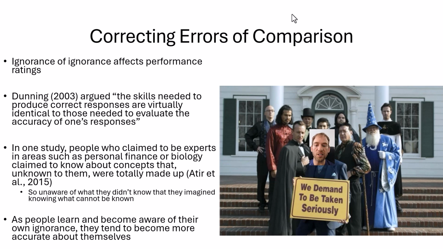In one study in 2015, people who claimed to be experts in areas such as personal finance or biology claimed to know about concepts that, unknown to them, were completely made up. So unaware of what they didn't know, they imagined knowing what cannot be known. So in this case, someone's like, oh yeah, I'm good at biology, but they actually don't know much. Researchers asked, have you ever heard of this construct, and it's just completely made up. And the people who said that they are experts in biology said, oh yeah, I definitely know that. And of course, again, it is made up. So basically, that sub-bullet point in English being that the participants were so unaware of what they didn't know, and thus unable to evaluate the accuracy of their responses, that they were imagining knowing things that don't even actually exist.